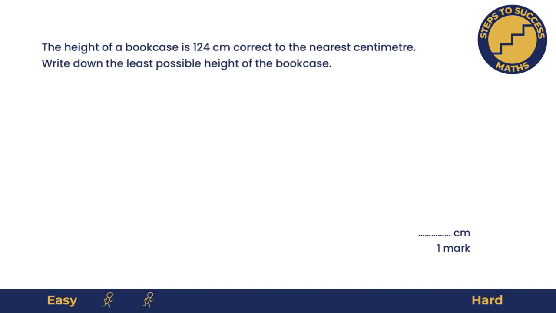The height of a bookcase is 124 centimetres, correct to the nearest centimetre. Write down the least possible height of the bookcase. Okay, so same idea as last question. This time we're rounding to the nearest centimetre. So you measure the bookcase. What could it be that would round to 124? The smallest number you can think of. So if you had 123, that wouldn't work. So you need 123.5. That's where it would still round to 124.